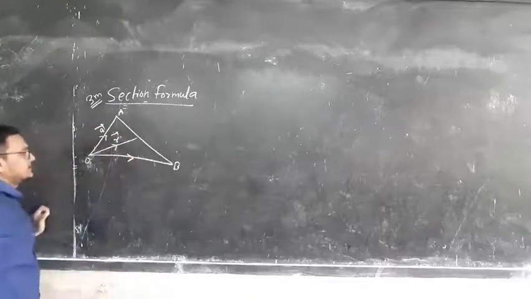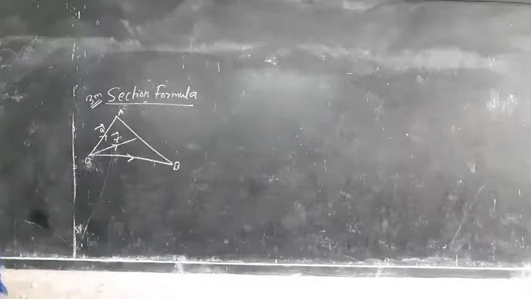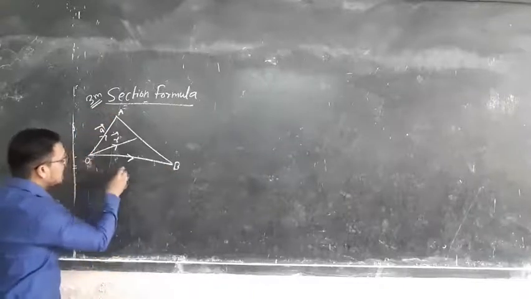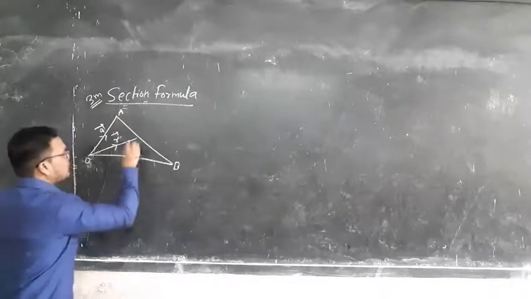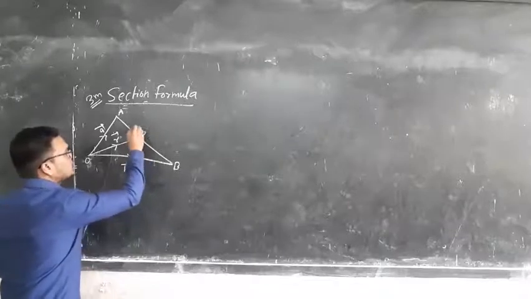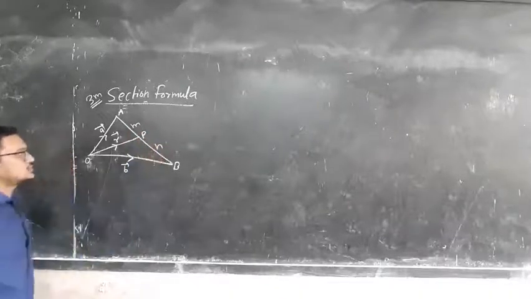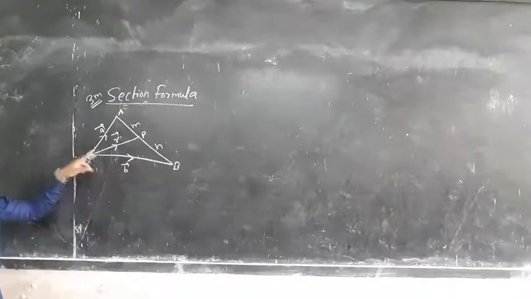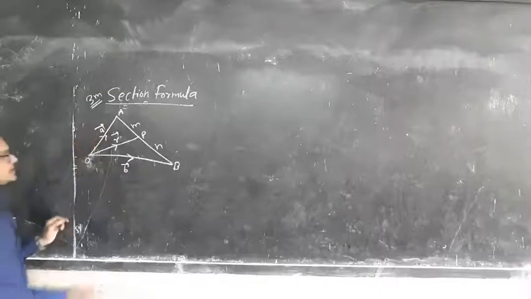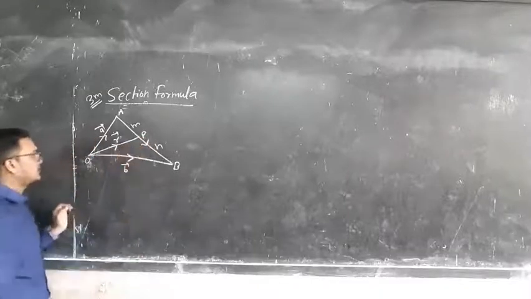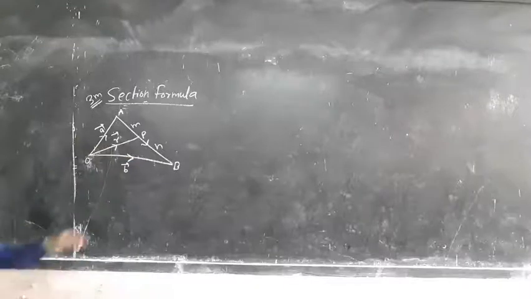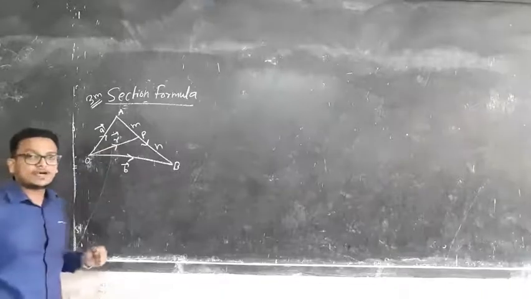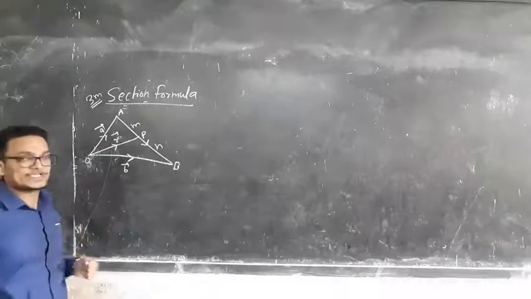As I said, there is a line joining points A and B. So I have taken point A and point B. These two points are divided by the point P in the ratio m is to n. For vector OB I have taken vector b here, for vector OA I have taken vector a, and for vector OP I have taken vector r, and the ratio is m is to n. Now whatever things are present in the diagram, we need to explain them.